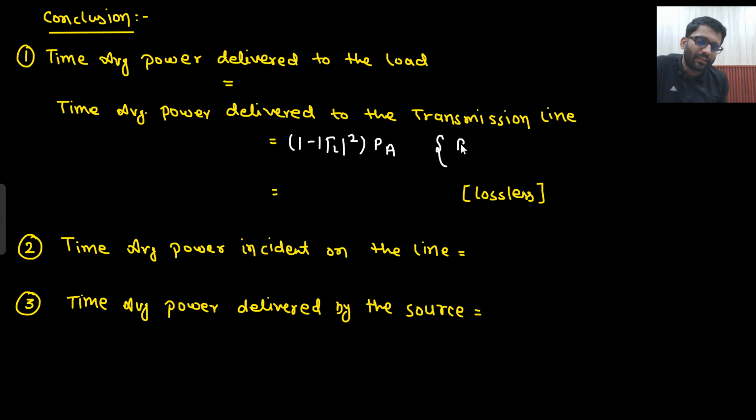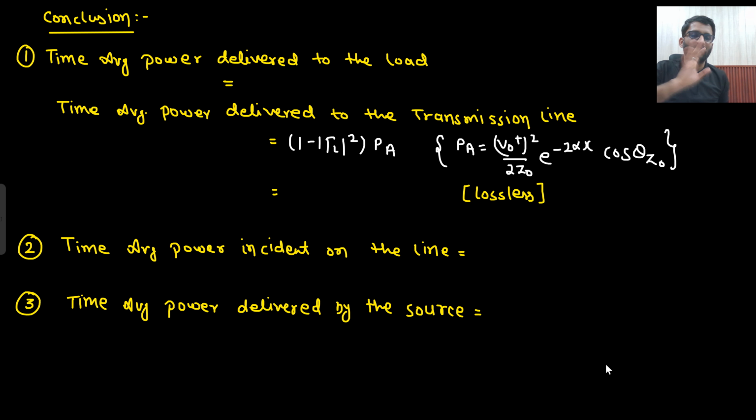Where PA, if it is a lossy transmission line, was mod of V naught square divided by 2 Z naught, e to the power minus 2 alpha x, cos theta Z naught. But if the line is lossless, I just close the switch, then V naught plus is generated. Now since it is lossless, complete power will reach the load. Some part will be reflected back, some part transmitted. The part transmitted is 1 minus mod of gamma square, and that equals the power delivered to the line.